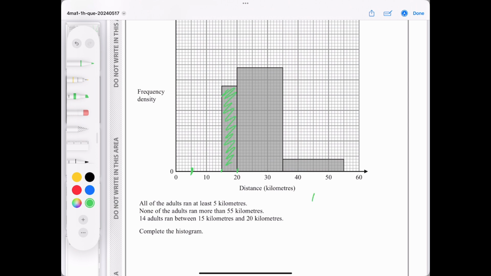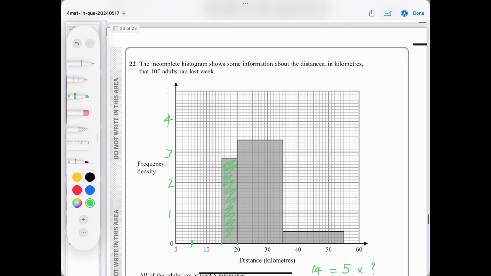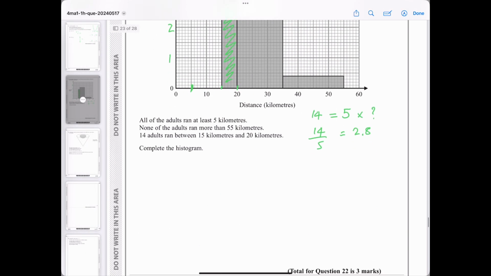And we know that this bit here represents 14 adults. So 14 equals, in this case, 5 times question mark, and that's going to be our frequency density. So 14 divided by 5 equals 2.8. So that means we can now fill in the sides. So that's 2.8, so that's 1, that's 2, that's 3, 4 and 5. And now we can complete the histogram.